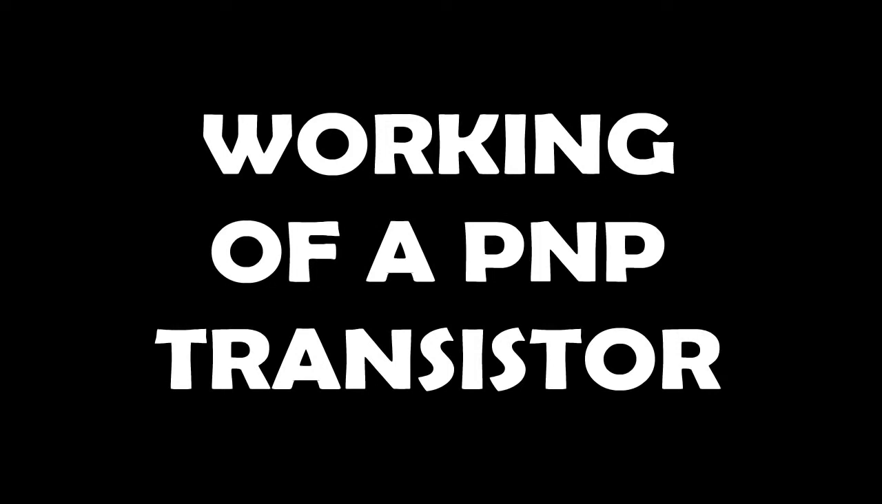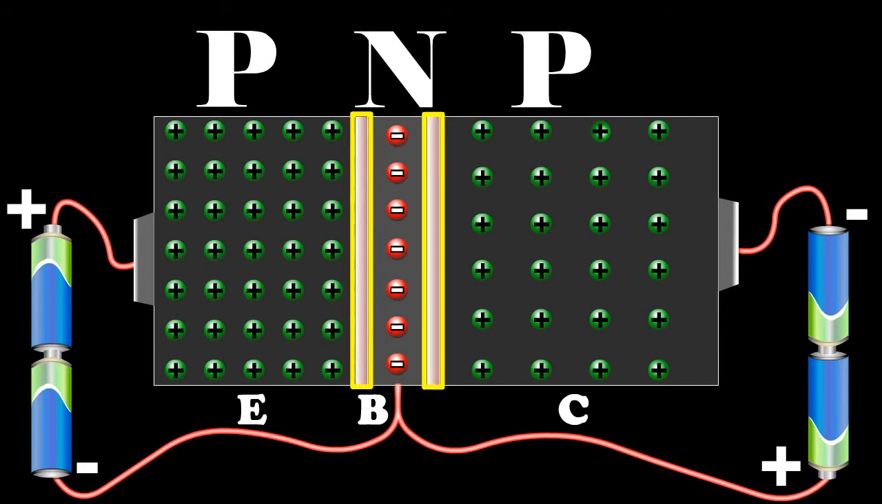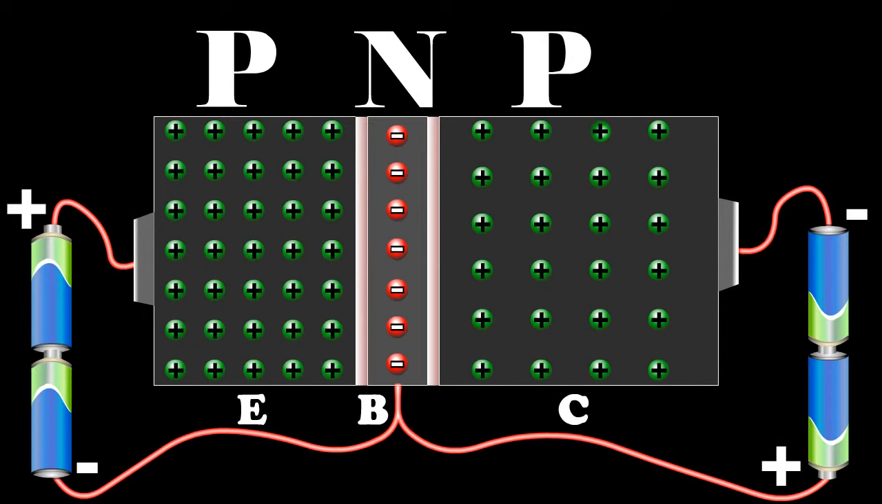Explain the working of a PNP transistor. Now, let us see the construction. A PNP transistor is like two PN junction diodes which are placed back to back. At each junction, there is a depletion region which gives rise to a potential barrier.